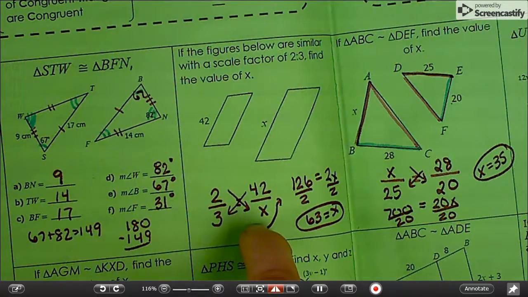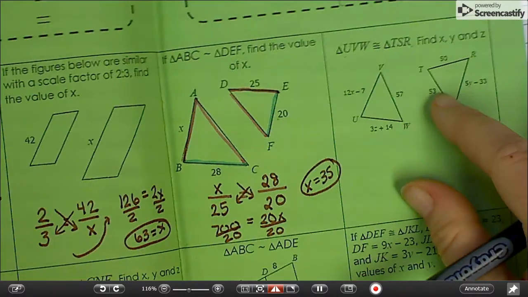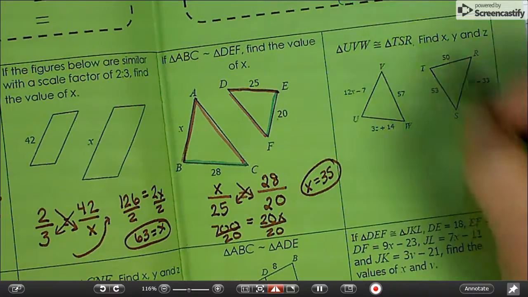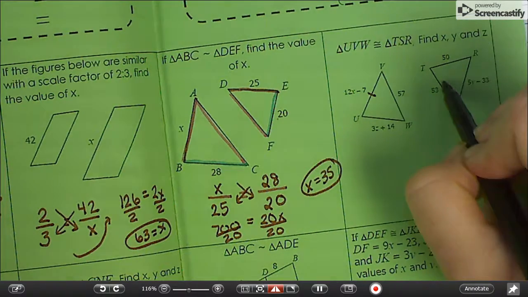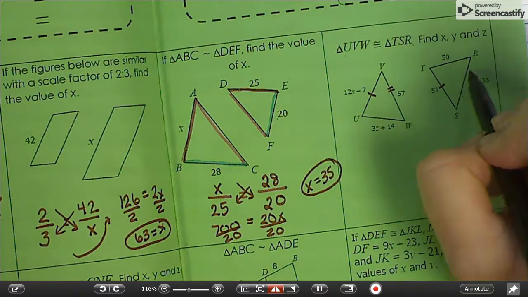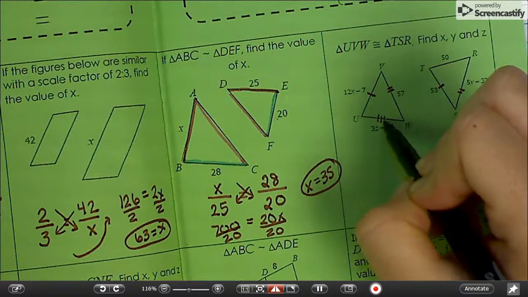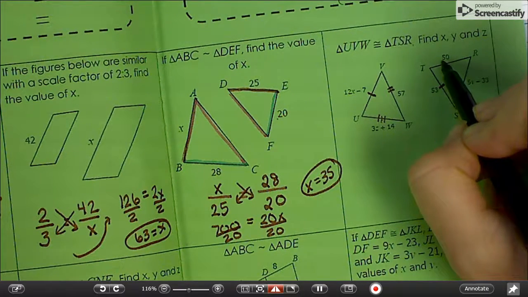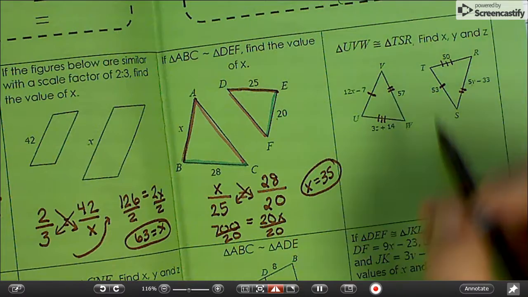Proportion because they're similar. But this one is congruent. When they're congruent, you're using equal signs. We can mark these up. UV goes with TS. VW goes with SR. UW goes with TR. And now we can set up equations for anything we need to find.